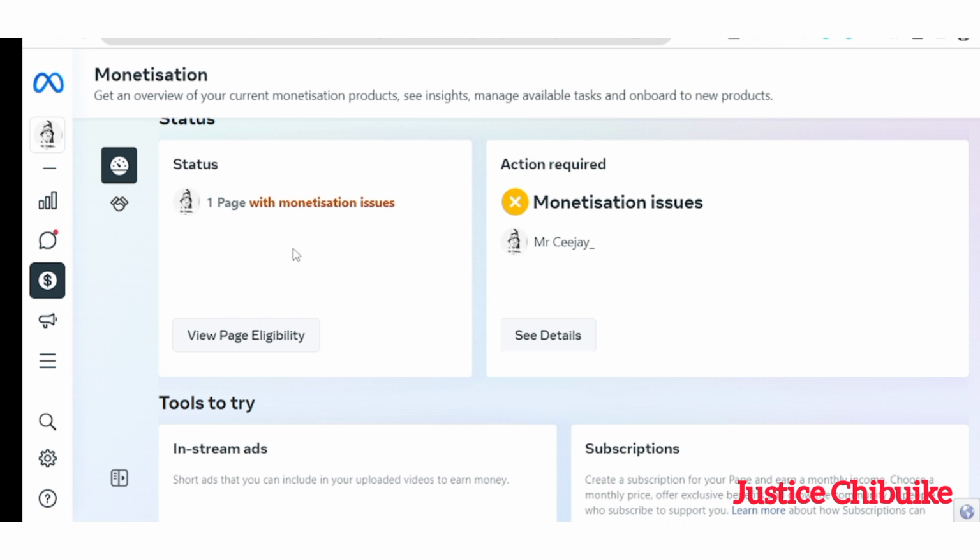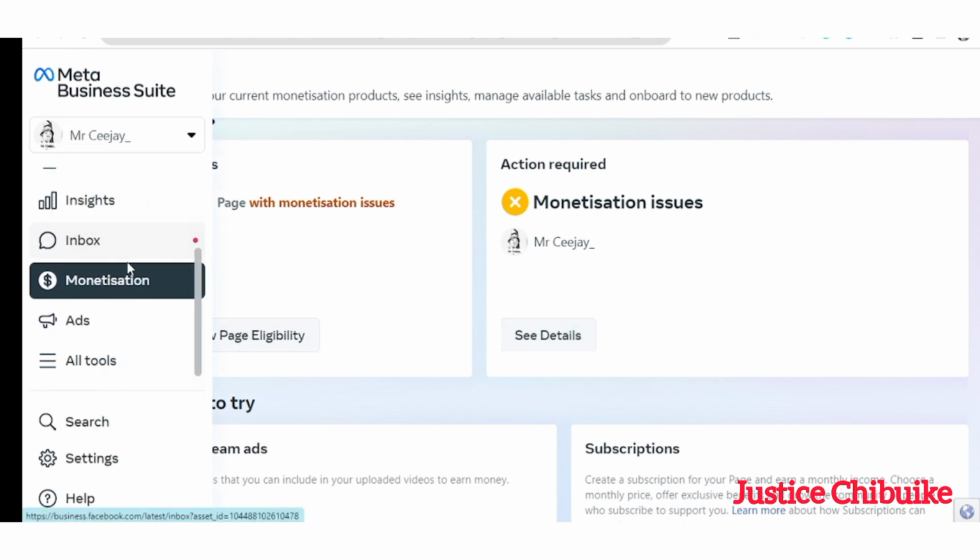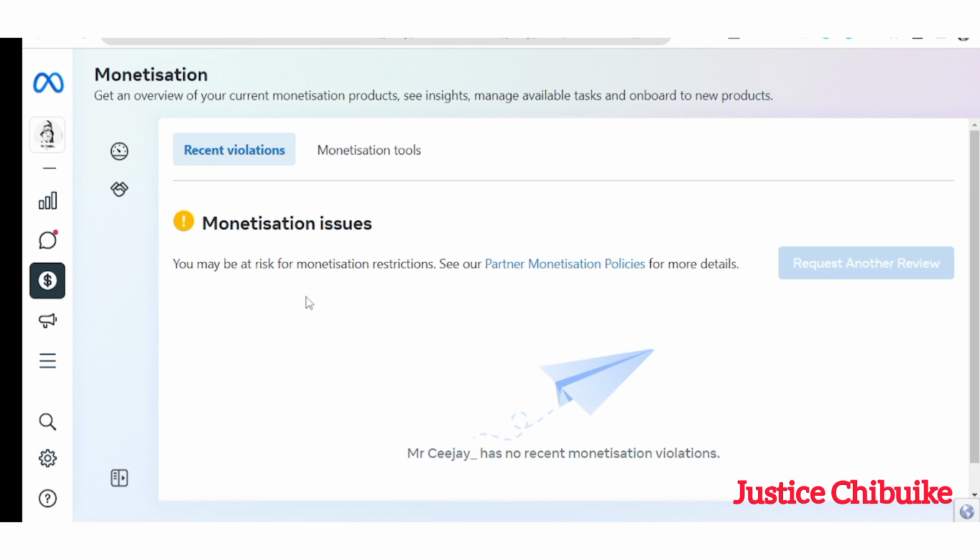Remember, I told you that I'm going to solve these monetization issues on my dashboard in this video. So we are going to go into details. This is how you see the monetization issues that your page has. So when you come to your monetization here, come to see details, you may be at risk of monetization. So here, any of these listed monetization issues that I mentioned earlier, if your page violated any of them, they are going to list it here. Okay, so here you can see that I don't have any recent monetization violation, right? So if you have any, it will be listed here, right?